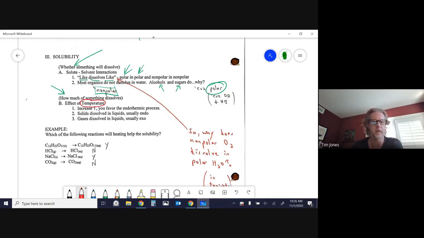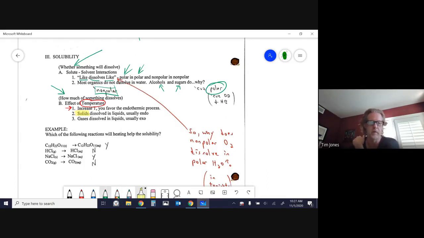If you increase temperature, you're helping whatever is endothermic. So if the thing dissolving is an endothermic process, you help it. And that would be the case with solids. Solids generally, not always, but generally, that is an endothermic process. So heating it helps, like dissolving salt or sugar into water.